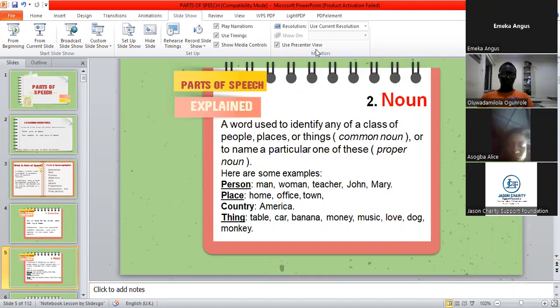Okay, for those that are just joining us, welcome to this class. Basically, we were talking about the part of speech, and then we discussed the part of speech as this.